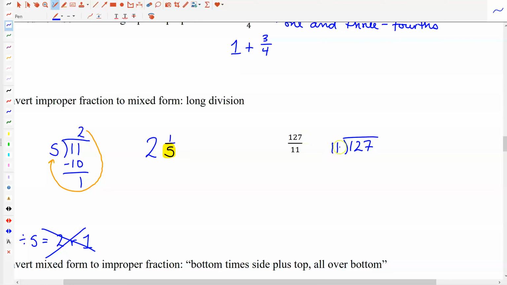So first I would ask, does 11 go into 1? No, it does not. Does 11 go into 12? Yes, it does one time. Subtract off the 11, you get a 1. Now I'm going to bring down the 7.